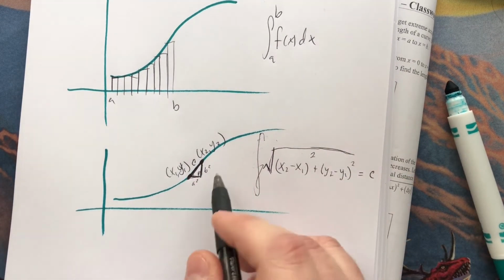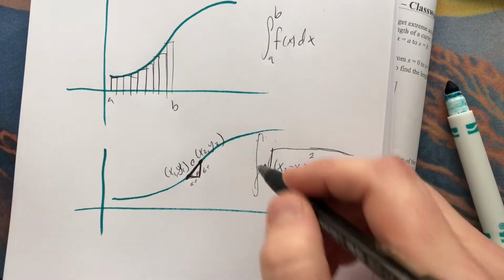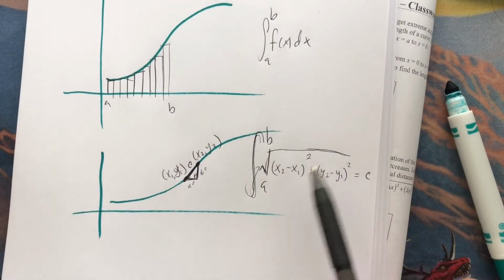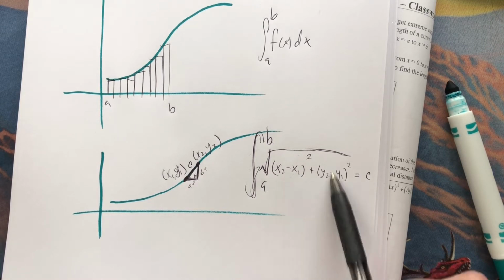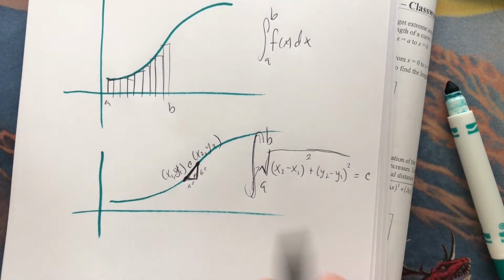And then if I wanted to find an infinite number of these little tiny things, all I need to do is integrate this from a to b. The problem is I have different x's, I have different y's. I don't have a single variable in here, so I need to figure out a way to generalize all of this and turn it into a single variable.